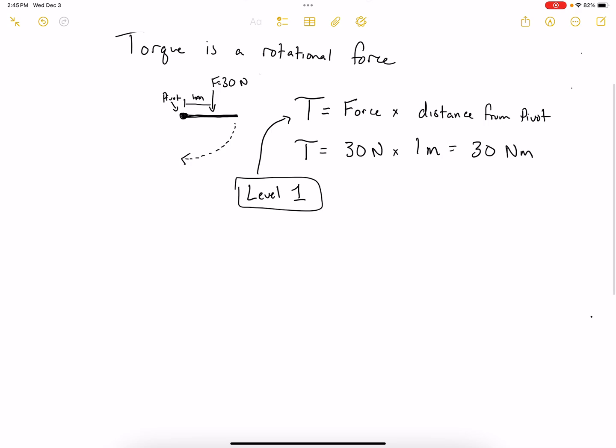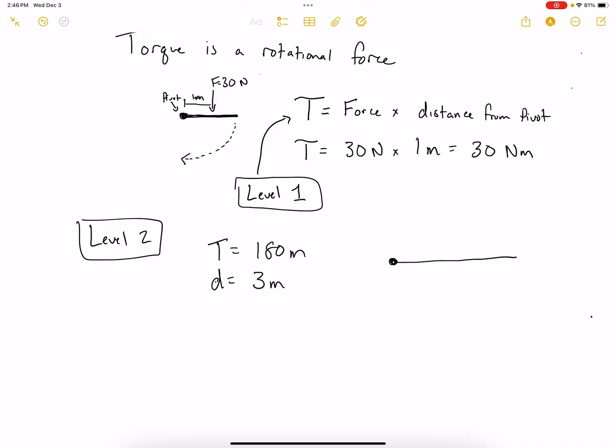Now an example of a level 2 problem for this particular topic is, let's say that I tell you that you have a torque of, I don't know, let's go with 180 Newton meters. And I'm going to apply that at a distance of 3 meters away from the pivot. So in this case, here is my pivot point. I've got a nice lever here. I'm going to take a rotating force of 180 Newton meters, and I'm applying that again. This is a distance of 3 meters away from the pivot.